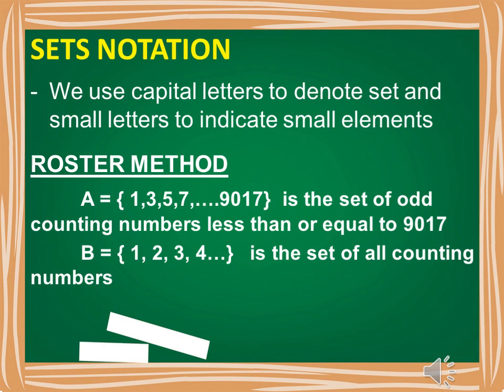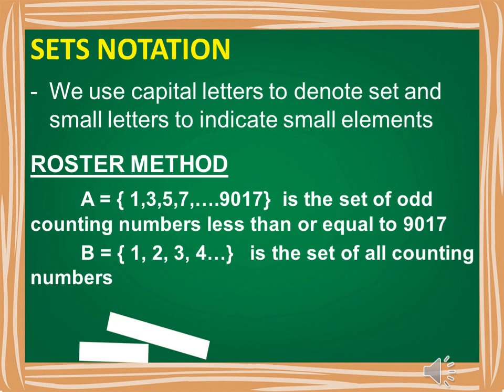As you can see, set A is written in capital letter equals, and there are two curly braces here, and inside are its elements. We have 1, 3, 5, 7 up to 9017. So this is the set of odd counting numbers less than or equal to 9017. For the second example, we have set B.